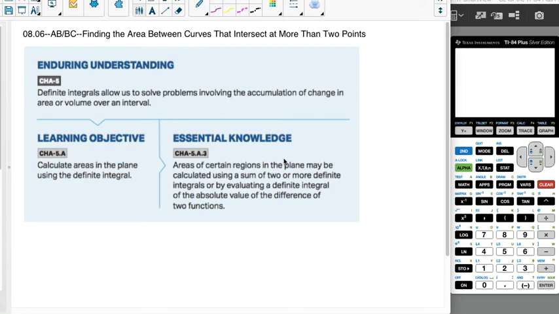All right, this is AP, AB, and BC Calculus. We're doing Unit 8, Section 6, which is finding the area between curves that intersect at more than 2 points. So let's go ahead and get right to it.